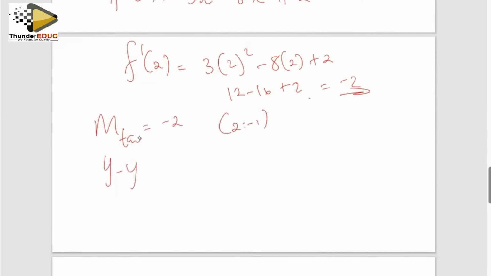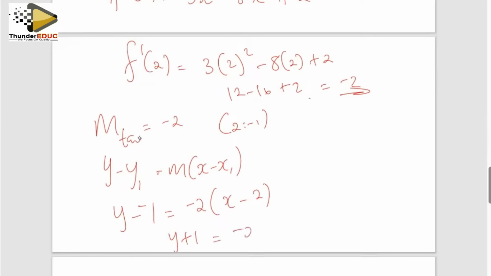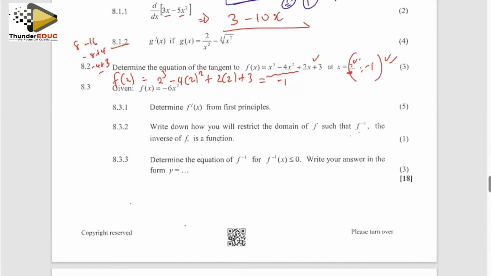So from y minus y1 is equal to m into x minus x1. So it's going to be y minus minus 1 is equal to negative 2 into x minus 2. Open this up. y plus 1 is equal to negative 2x. That's going to give us a plus 4. Move the 1 that side, which means it's negative 2x plus 3. So that becomes the equation of the tangent.